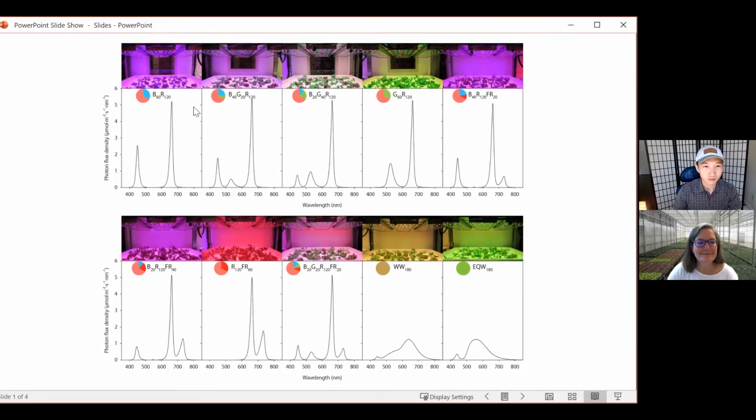Under the photo of each treatment, there is a treatment symbol as a pie chart. This provides a visual breakdown of light colors. Next to the symbol is the treatment name.